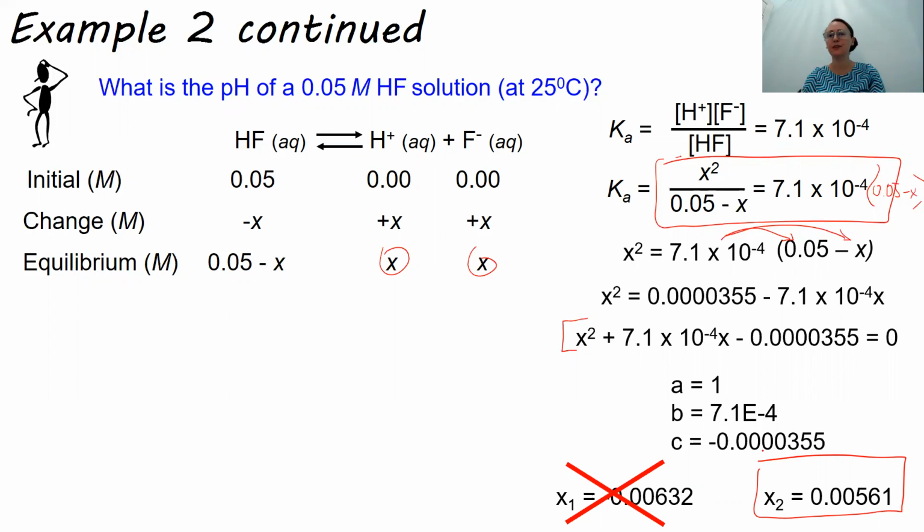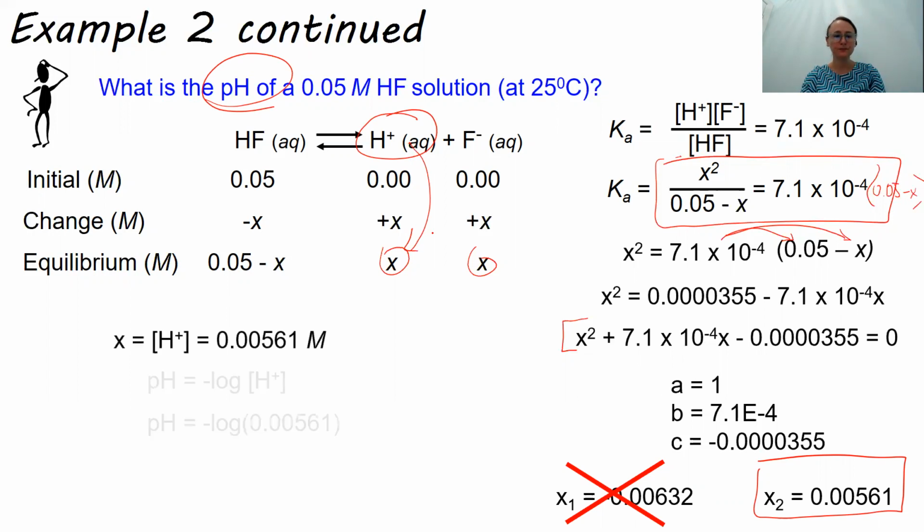And at this point, you've done a lot of math. You may need to reread the question. We are trying to find the pH. So pH is equal to the negative log of H plus, which is related to X. So we plug in to find pH. pH is equal to the negative log of the X concentration, because X is representing H plus, and we get a pH of 2.251.